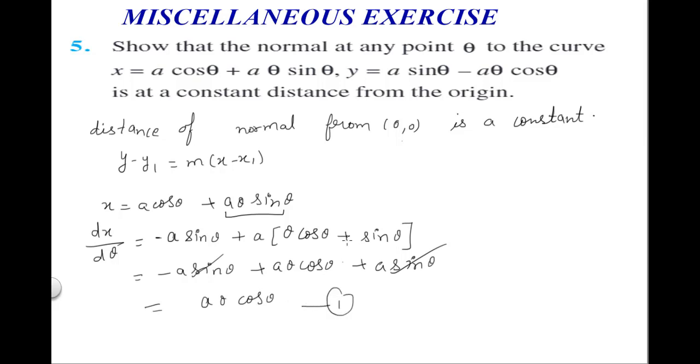Now our purpose is to calculate dy by d theta. So we'll solve it here itself. We'll differentiate y with respect to theta. See what we get. a sin theta, the differentiation of this will be a cos theta. Then minus, in the bracket what we will have is the product rule in theta and cos theta.